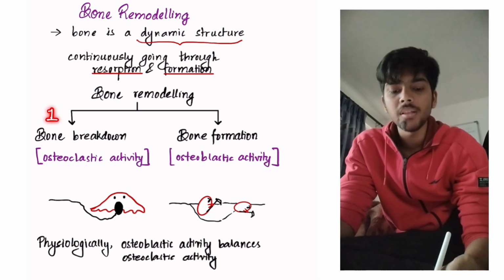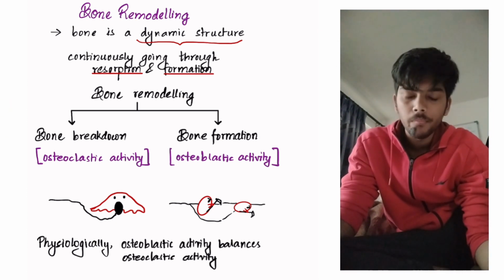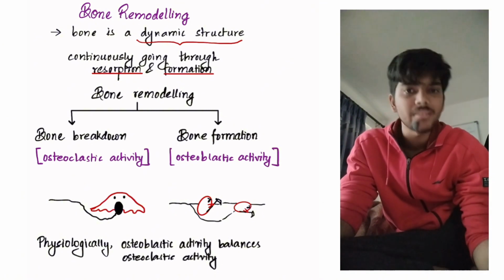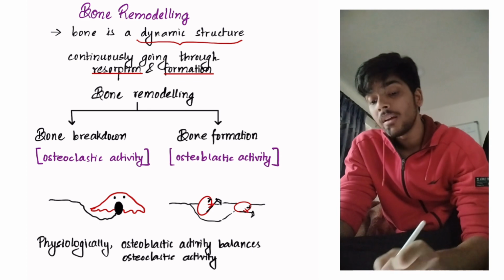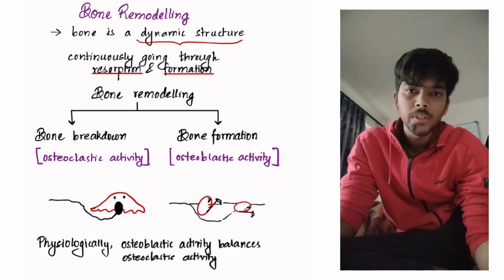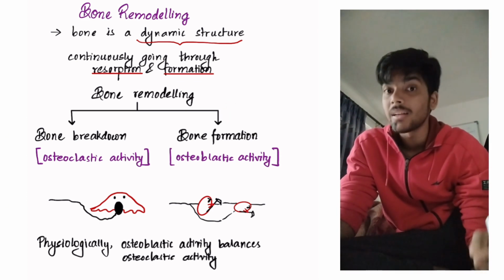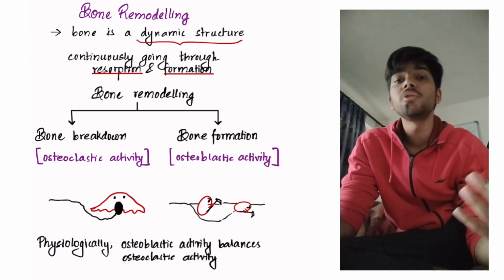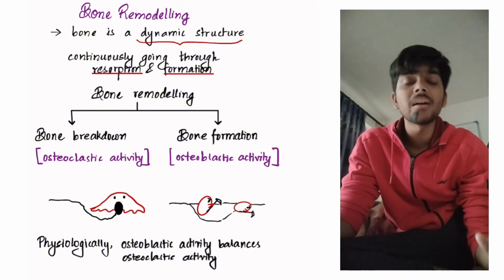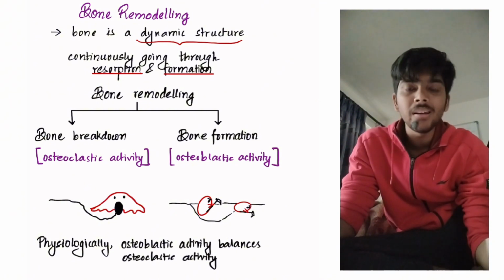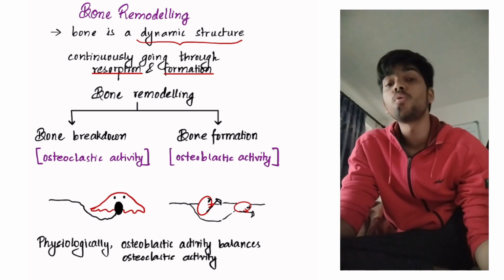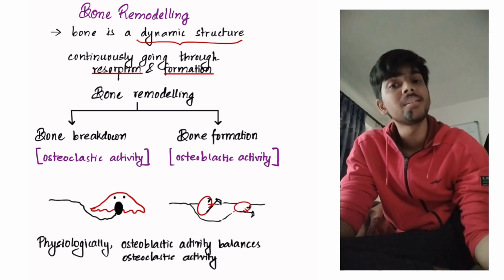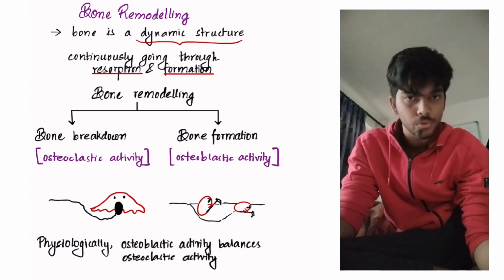Under bone remodeling, there are two steps that you need to know. The first step is the breakdown of old bone, which is brought about by osteoclast, and the type of activity is osteoclastic activity. Following that is the formation of new bone, which is brought about by osteoblast, and the type of activity is osteoblastic activity. So there's your osteoclastic activity where old parts of bone get broken down or eaten up by osteoclast. And then there's your osteoblastic activity where the eaten up part gets replaced by the formation of new bones by osteoblast.